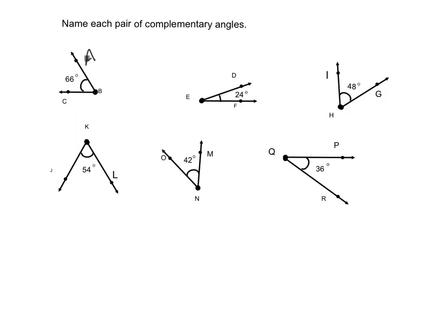Okay, so this one's asking which angle pairs are complementary. Complementary is kind of like a math action word here. Complementary means they have to add up to what? Hopefully you guys said 90 degrees.